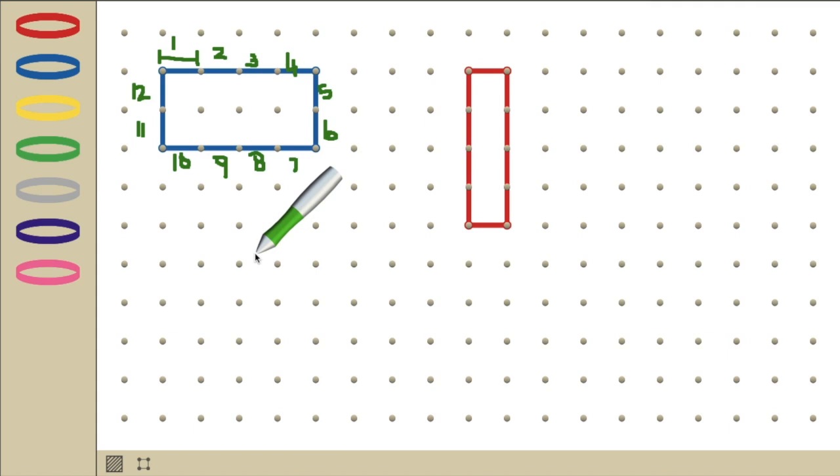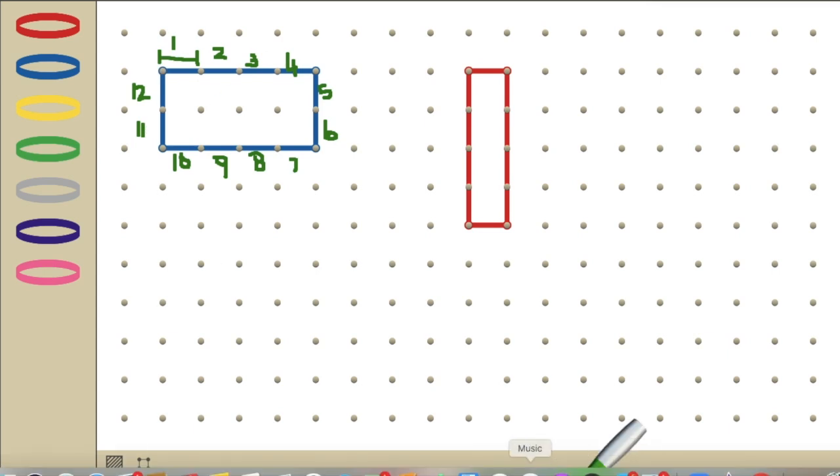Now, when we're doing perimeter, do we have to count all the way around the outside edge? Is there a quicker way of doing that?